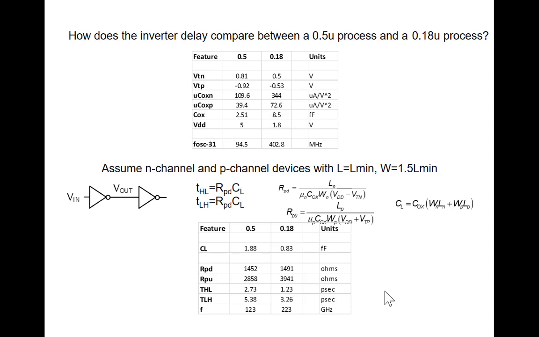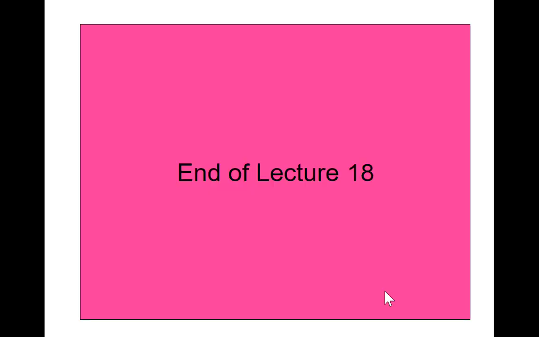We see there's a fairly big difference in the resistors for those two different processes for devices of the same relative dimensions. And in particular, if you look at T high low plus T low high, you'll see that the 0.5 micron process is about a factor of 2 slower than the 0.18 micron process. I think that's where I wanted to stop. Are there any questions?